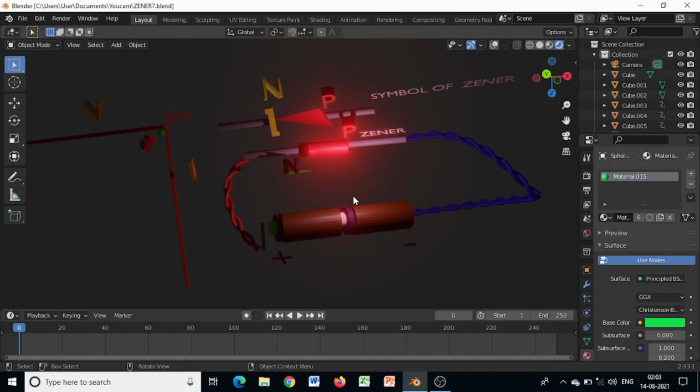Now note that if the potential is less than Zener breakdown voltage, then also there will be a current, which is called minority current due to minority carriers. But here the voltage of the battery is higher than the breakdown voltage. So look at the animation, look at the position of the key.